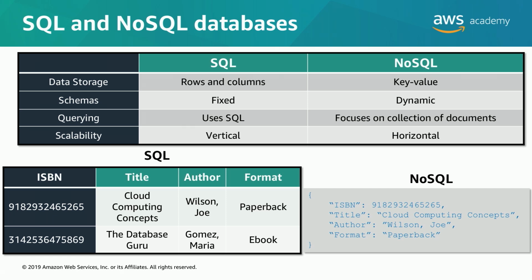The key difference between the two types of databases is that in a NoSQL database, a row does not need data for each column. Data in NoSQL databases is queried by focusing on collections of documents. NoSQL databases scale horizontally by increasing the number of servers. Think automatic scaling.